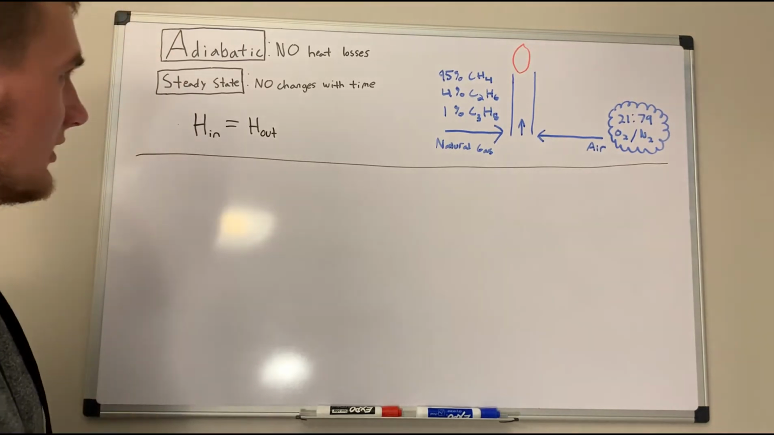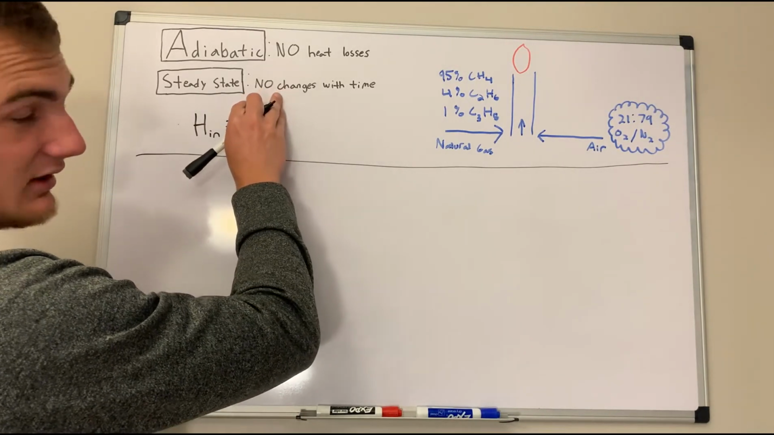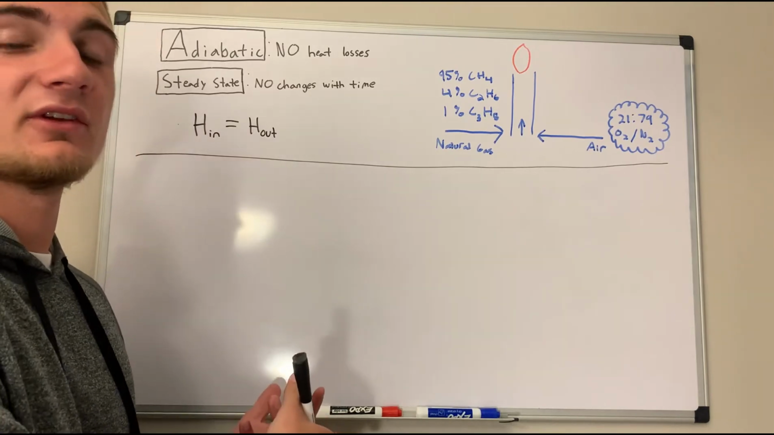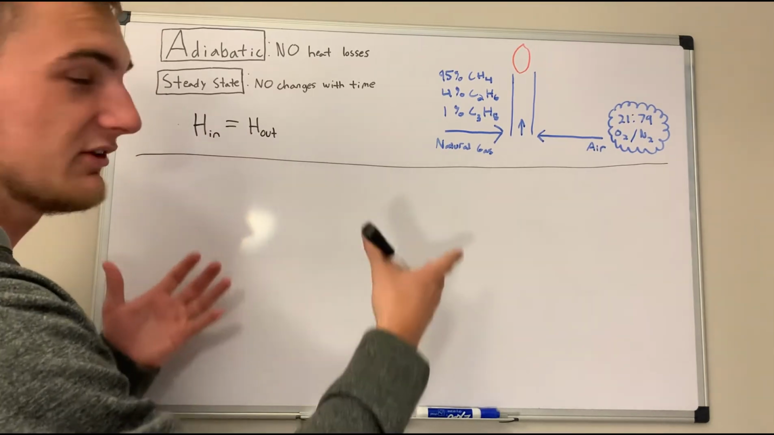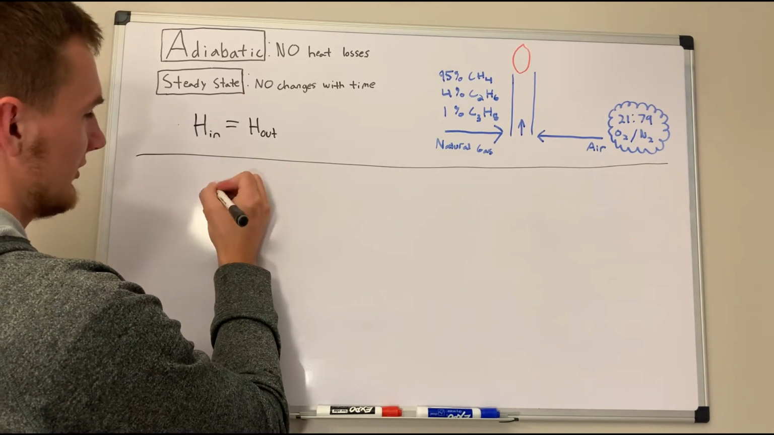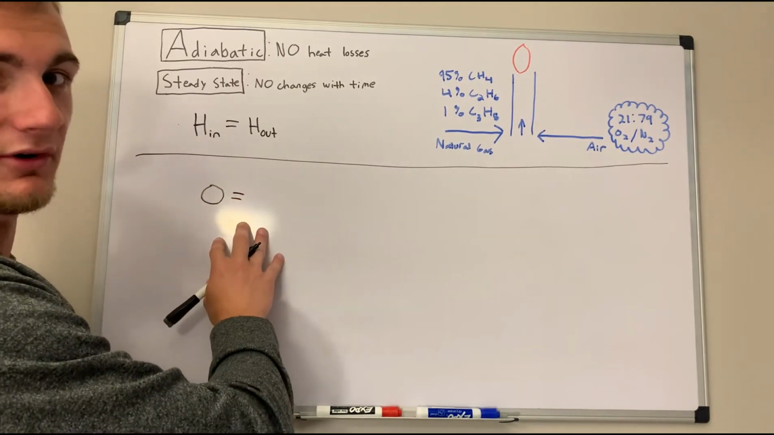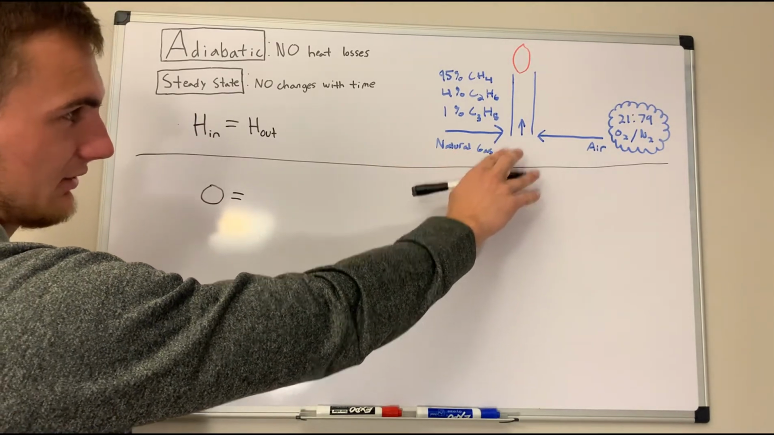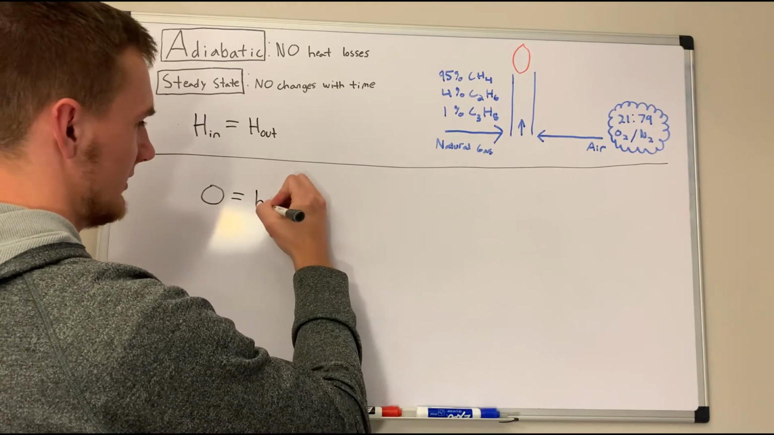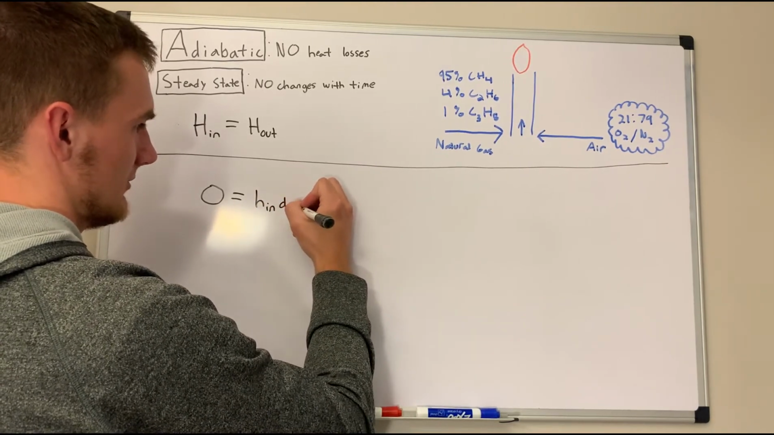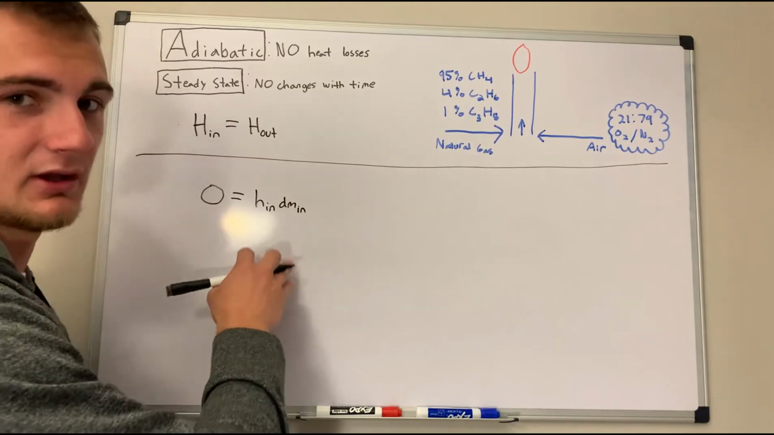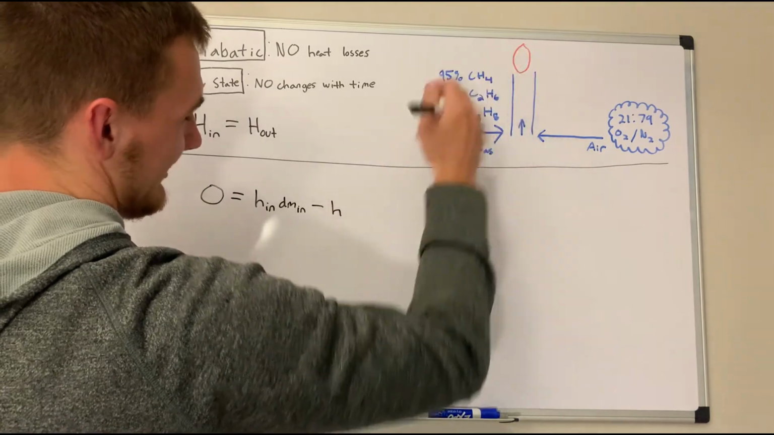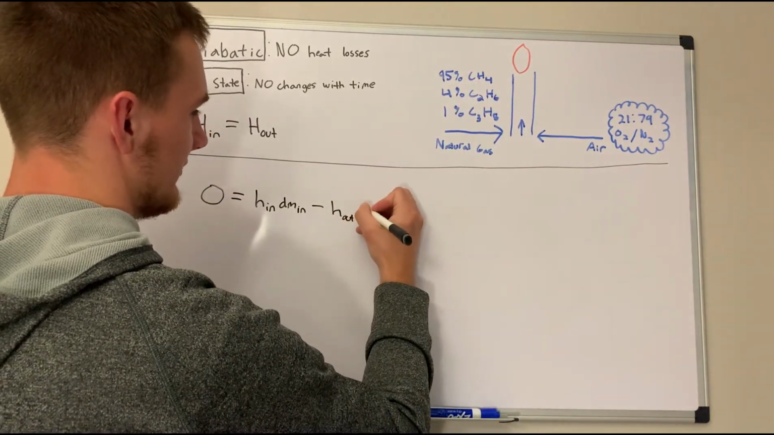Well, since we are saying that this process is at steady state here, we can say that all derivatives involving any changes in internal energy are zero, since there's no changes with time. So here we'll say we have zero on the left-hand side of our expression, and this will be equal to the enthalpy of what's going in, so the enthalpy per unit mass times dm in, and we will subtract from this the enthalpy of what's going out, so H out times dm out.